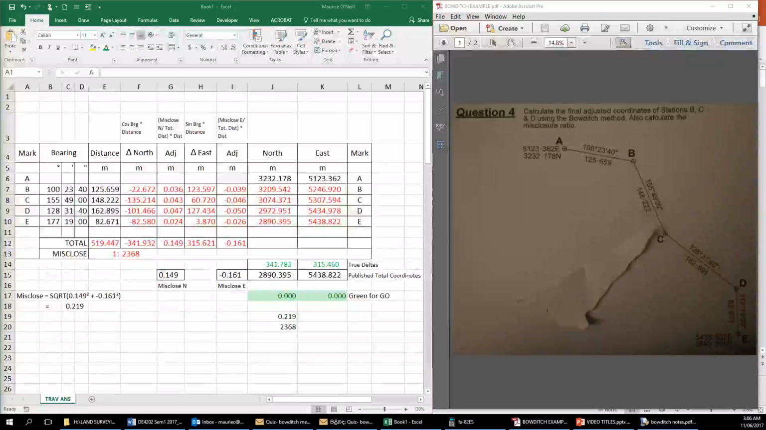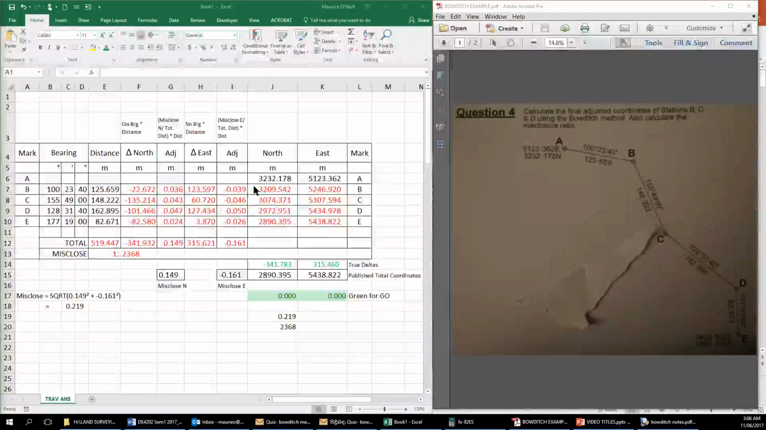So what we've got here is, first of all, our traverse. We're going from A, B, C, D, E, and I've put a coordinate of A up here. Now I've put the northing first, 3232.178, and then the easting 5123.362 for A. And then we write in the vectors, or bearing and distance, from A to B goes there.